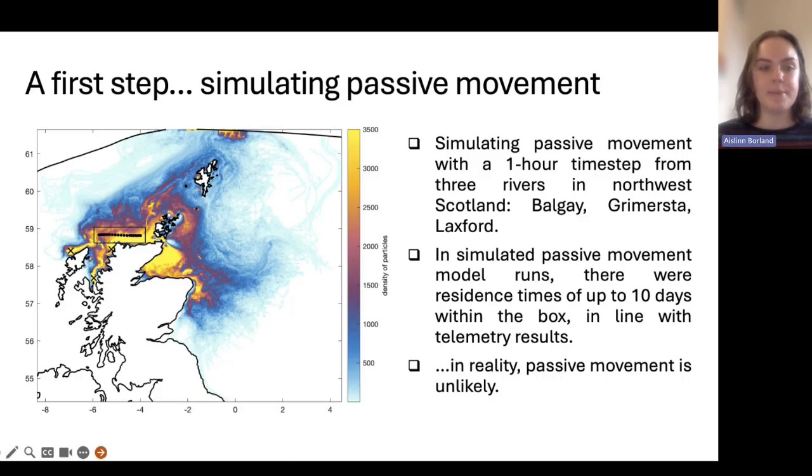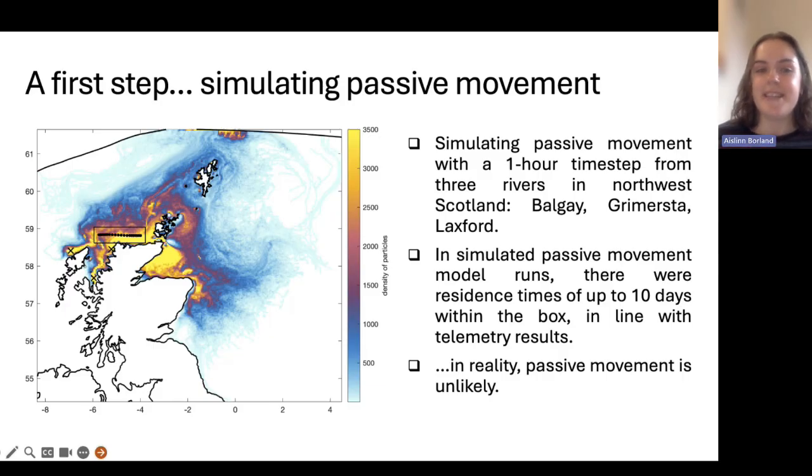Again, this is a density plot of the modelled smolts, and you can see that there's a relatively high density within that box around the wind farms. And we also found residence times of up to about 10 days within that box, which is very similar to the telemetry results here, which is interesting.